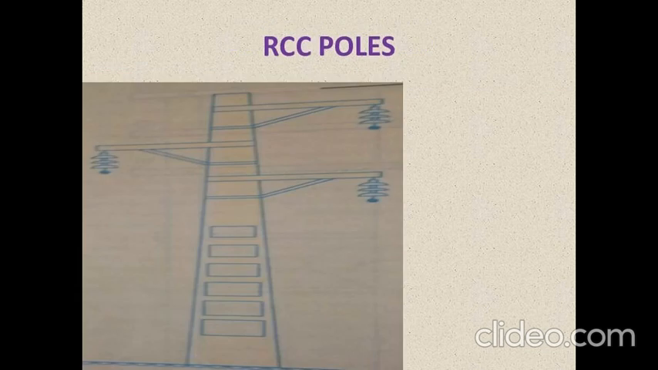The main advantages of reinforced concrete poles or RCC poles are a very long life and low maintenance charge. They are used up to 33 kV system. Now the tubular steel poles. These are often used as a substitute for wooden poles. They are costlier than wooden or RCC poles, but some advantages are lightweight, long life and higher strength. They are widely used for systems up to 33 kV.